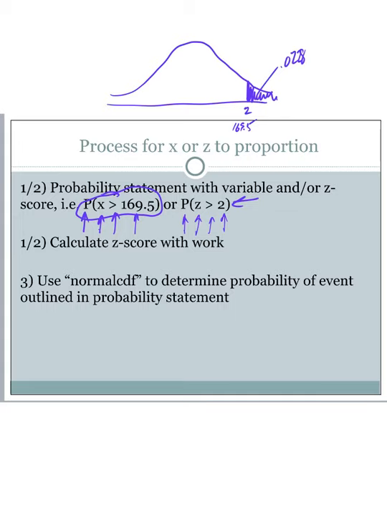But that's the process there. So you've got a probability statement. You may have to calculate the z-score, and then you use the normal CDF function. Okay, obviously this one already had the z-score here, but if you didn't have it, you'd have to calculate the z-score before using that normal CDF. So there's that process a little more deeply.